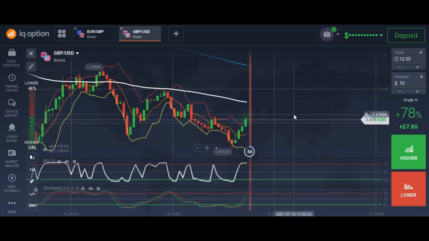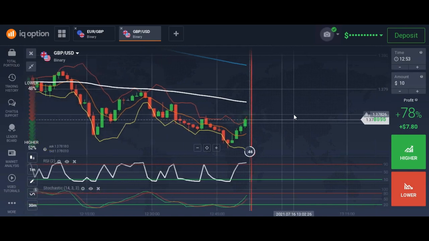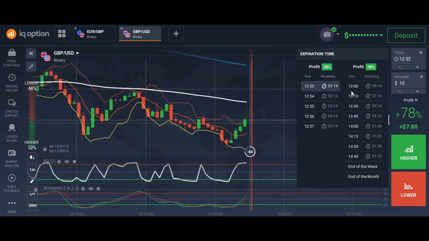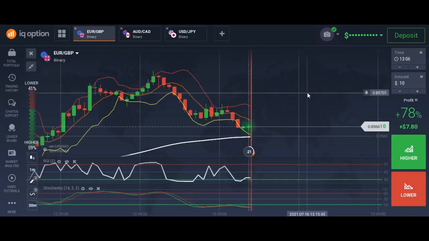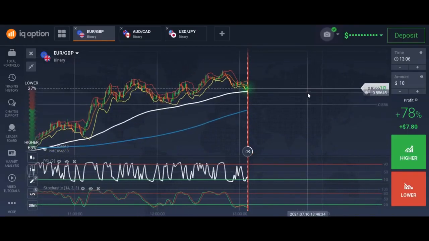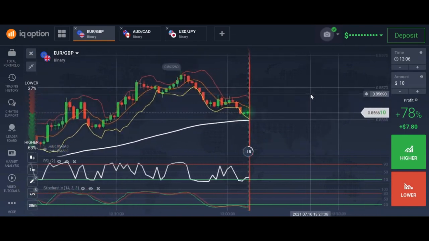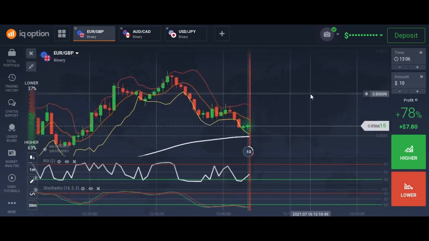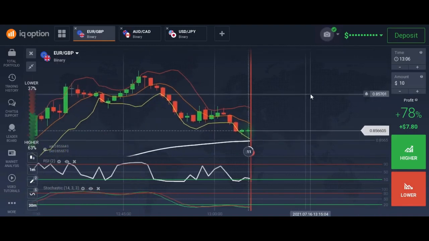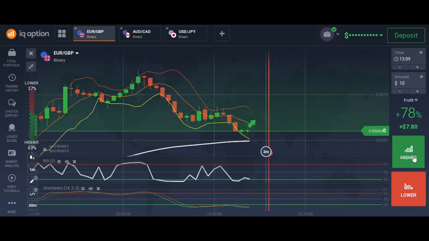We are going to do these operations with an expiration time of 3 minutes or 4 minutes, no more. Okay, let's apply the strategy. Here I found an uptrend. We can see it because the white EMA is above the blue SMA. Here I'm going to wait for the other conditions to be met to make a purchase.